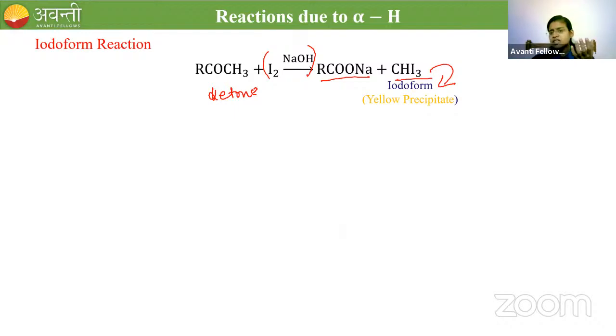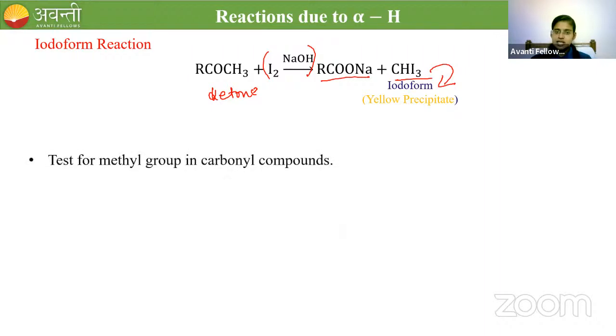So this is used as a test for methyl group in the carbonyl compound. Okay, test for methyl group. So let me expand this. R, C double bond O, CH3. This is the ketone which we are taking. C double bond O is here, and this carbon is the alpha carbon, and all these hydrogens are alpha hydrogens, and they are acidic.